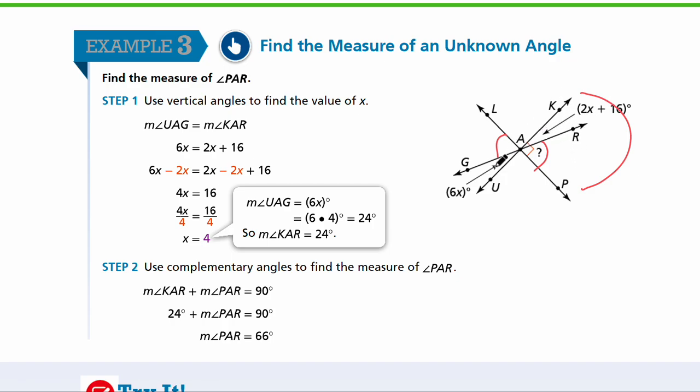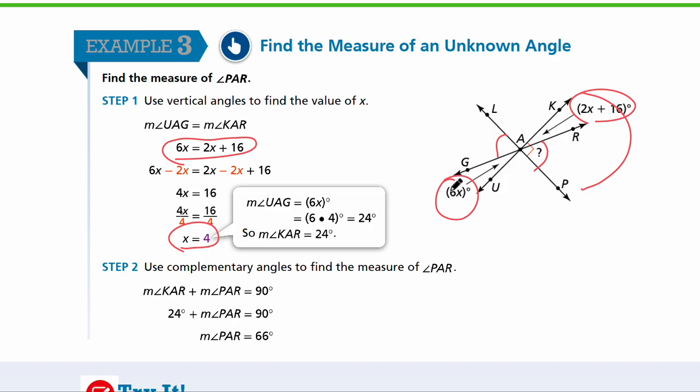The information we have here is 6x, and that is a vertical angle to this angle. So then we know they're equal to each other. We can just set them equal to each other. Now we have this equation. Solve for x, we have 4, right? We found the value of x. And now we can figure out angle PAR. How?